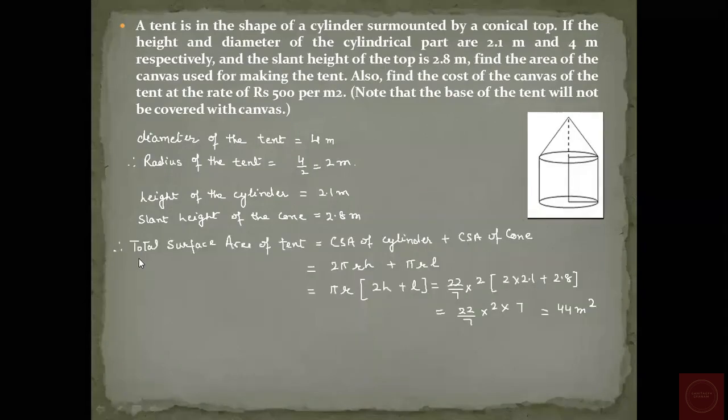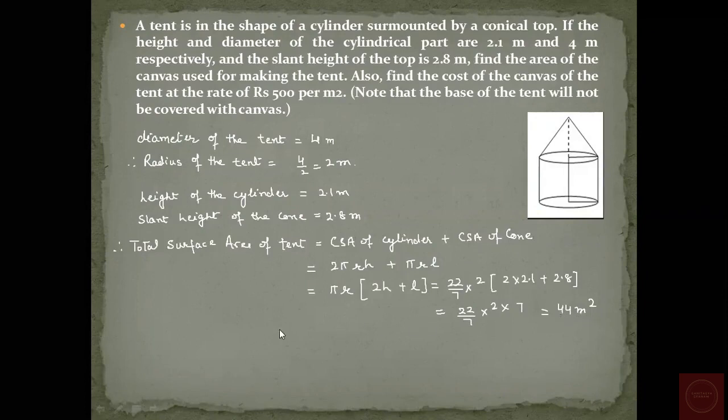So you can see here the total surface area of the tent is curved surface area of cylinder plus curved surface area of cone. So the formula of the curved surface area is 2 pi r h plus pi r l. So we can take common pi and r because radius is the same for the top and the cylindrical part. So we just substitute these values, and after solving this we got 44 meter square.